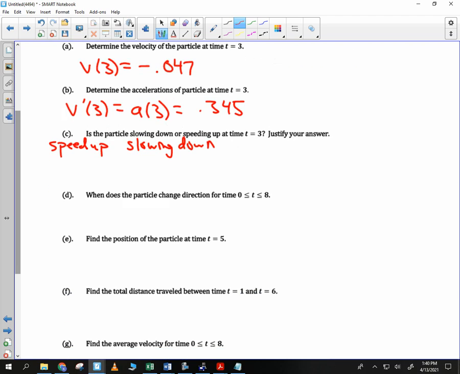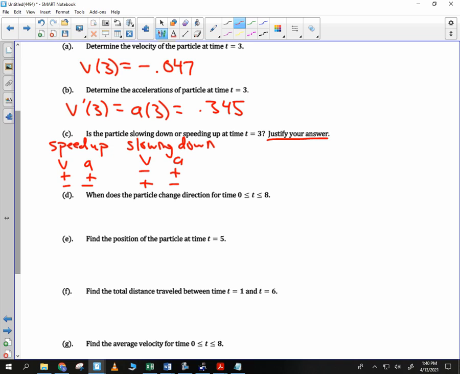We look at velocity and acceleration. If velocity and acceleration are both positive or both negative, then it's speeding up. If velocity and acceleration are opposite signs, then it's slowing down. Do you remember us talking about that a little bit? Griff says he does. So it says at time 3, and it says to justify your answer.